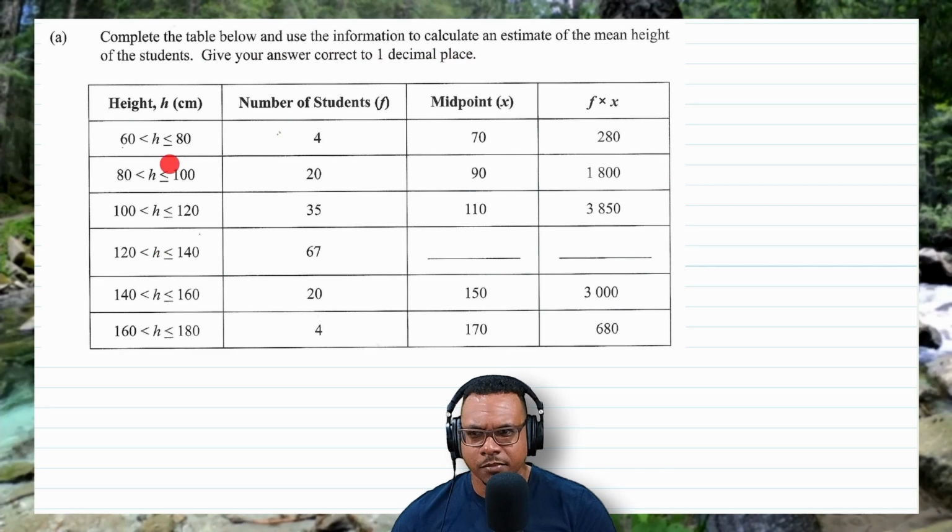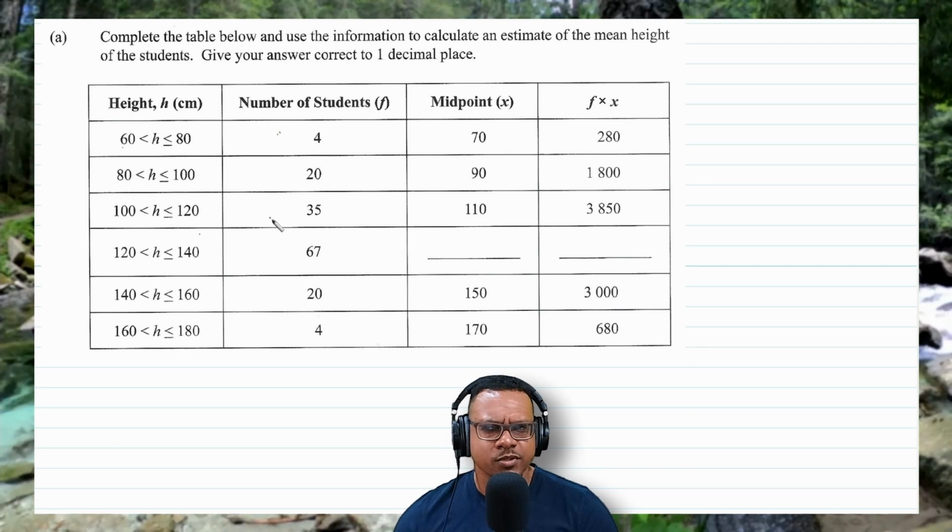So again, here we have the class intervals. Here we have the frequency, and they add on this midpoint column, and then it's this frequency times x. Now this is frequency times midpoint. So whenever you have class intervals, you'll find the midpoint, and that will be x, and your fx column will be multiplying the midpoint by your frequency. So 4 times 70 would be the 280, 20 times 90 would be this 1,800, 35 times 110 would be this 3,850. So 67 times whatever this midpoint here is would give you what's missing here.